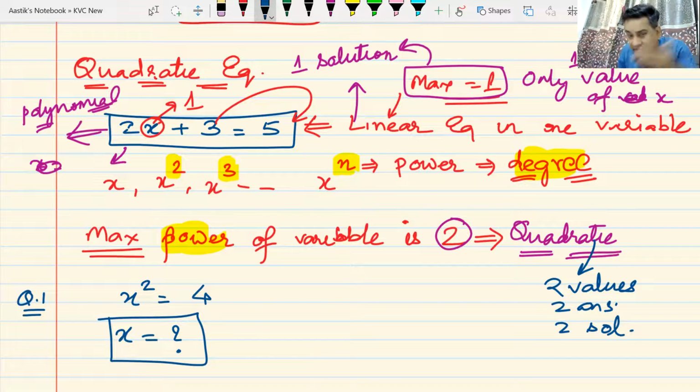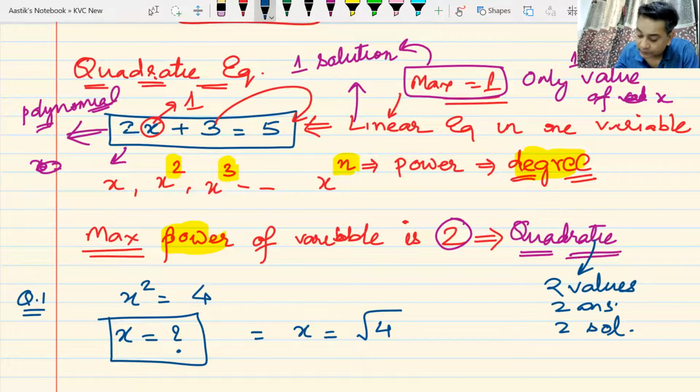Now the question is, what is the answer for this one? Sir, 2, -2. The x will be equal to root over 4. Yes or no? The square is here. If I take that thing on the other side, it will become root.